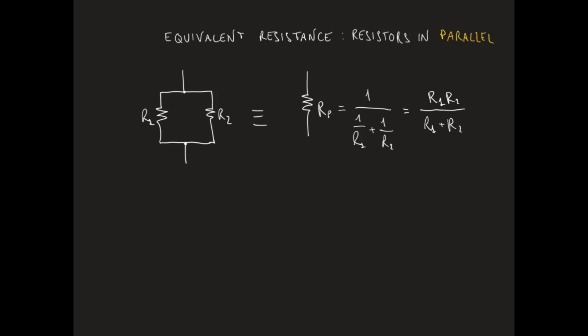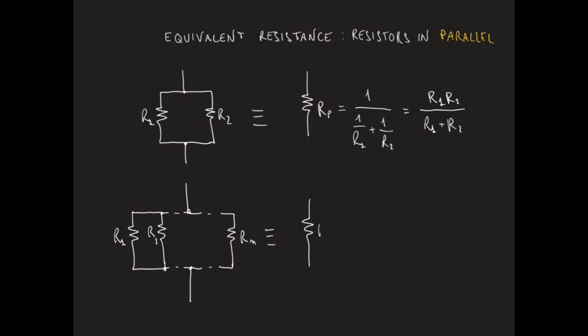This result can be extended to the case of the parallel configuration of n resistors, R1, R2, Rn, and in this case, the equivalent resistance Rp will be given by 1 over the sum for i going from 1 to n of 1 over R sub i.